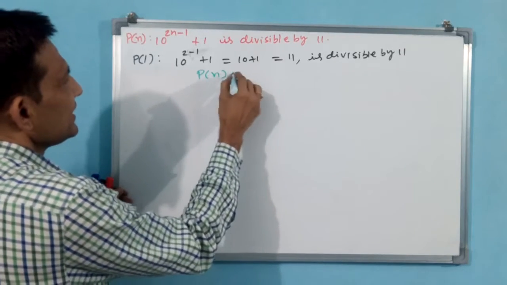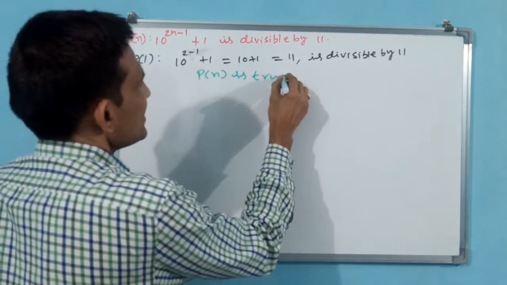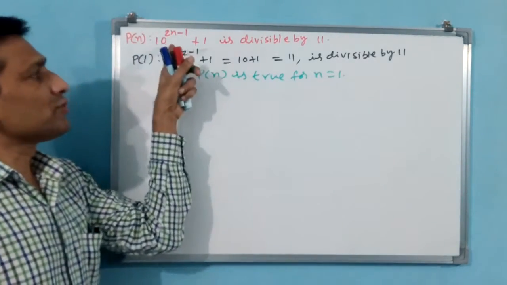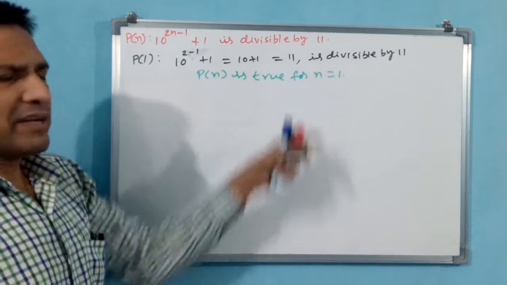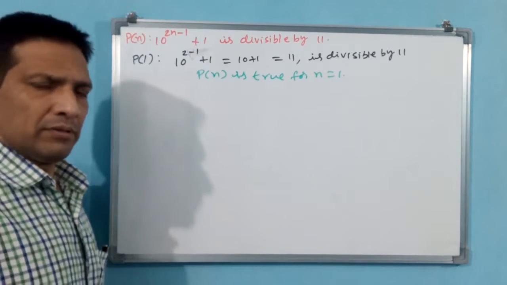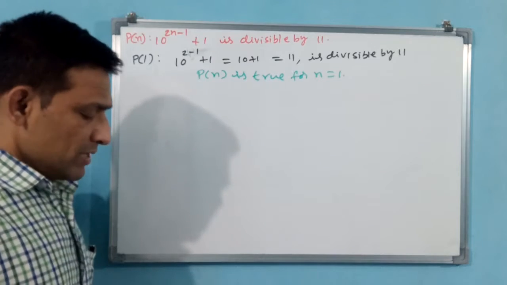P of n is true for n is equal to 1. Why? Because if you substitute n, automatically 11 has come. 11 is divisible by 11. Okay. 11 multiple has to come. Now next step is what?